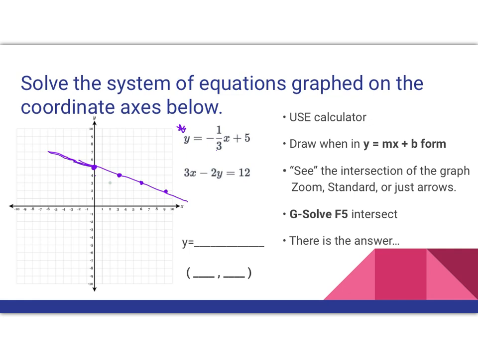Okay. Now the second line, we'll do this one in blue. I have to get this into the y equals mx plus b form for the calculator, for my by hand drawing, for any of the different items. So in order to move that, and we've practiced this many different times, I'm going to subtract 3x on both sides, and then I'm left with negative 2y is equal to 12 minus 3x. And then I'm going to divide by the negative 2.